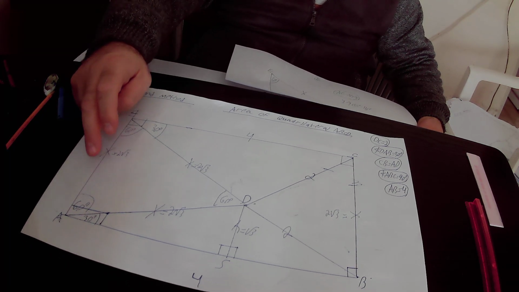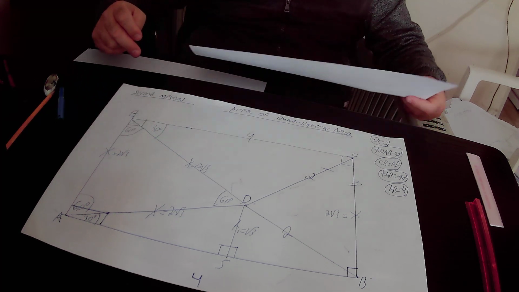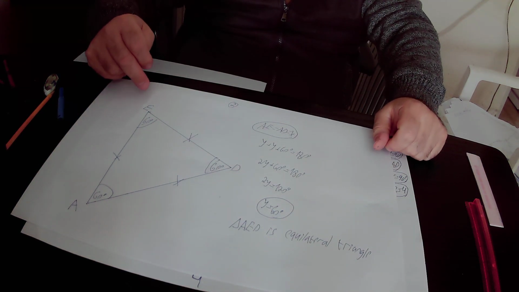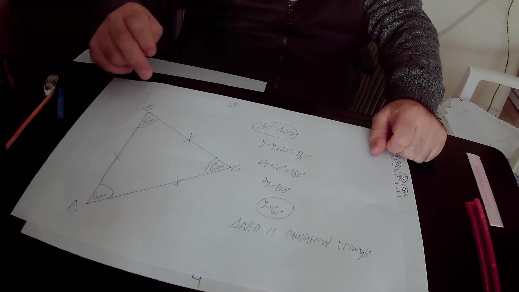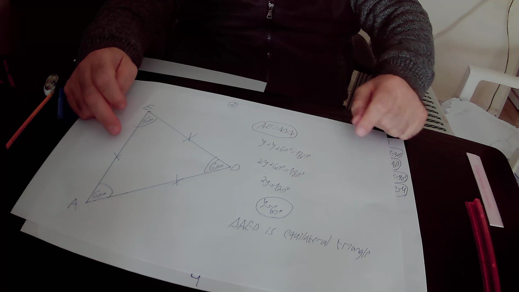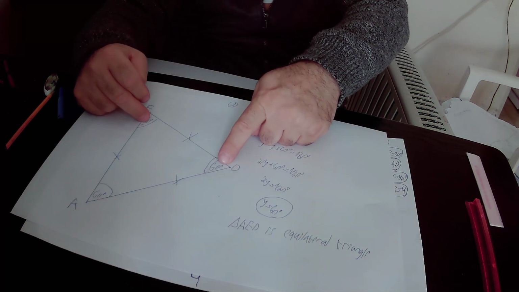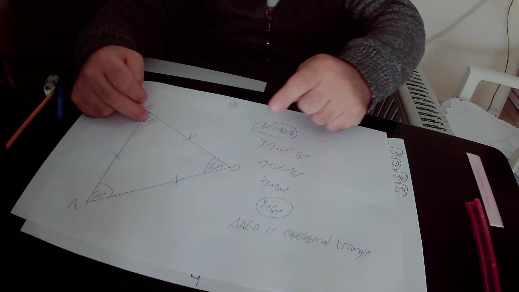So I copied triangle AED in a new page, and we analyze triangle AED. In triangle AED, we know that EA equals AD equals X, this angle equals 60 degrees, and we know that opposite equal sides in the triangle there are equal angles, so those two angles must be equal to each other. If this angle is Y, then the other angle must also equal Y.